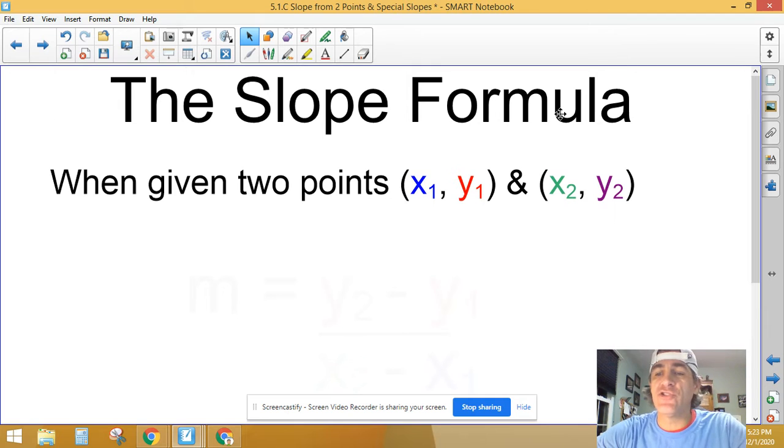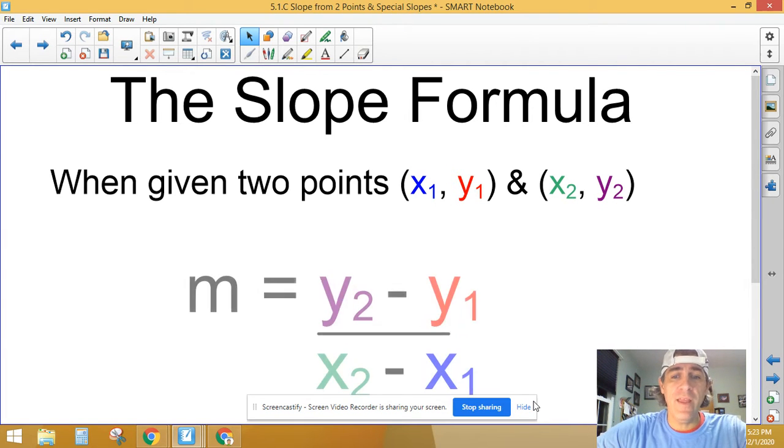So here is the slope formula. If we have an x and a y, we'll call one x1 and y1, and the second point x2 and y2. These little numbers are lowered, they're subscripts. It's pronounced x sub 1, y sub 1. It's not an exponent, it's just to signify that this is our first point. This is my first x and my first y, this is my second x and my second y, okay?